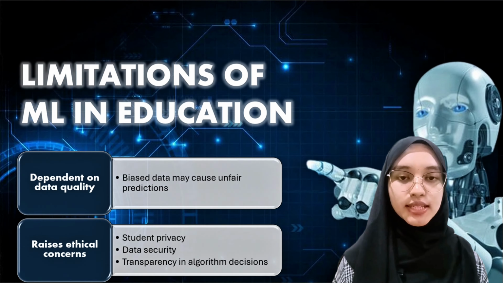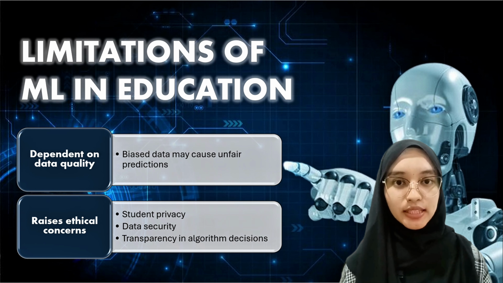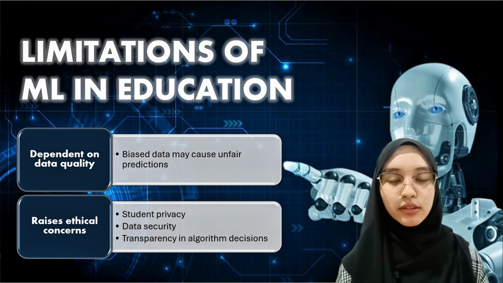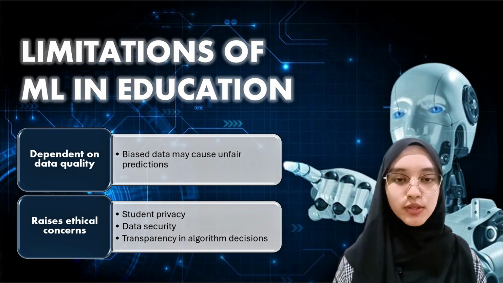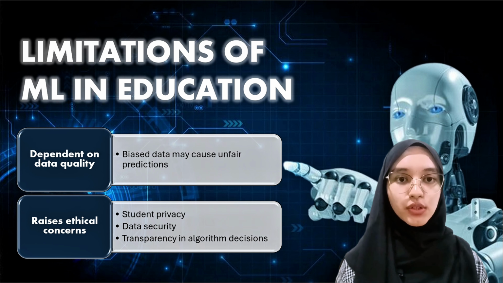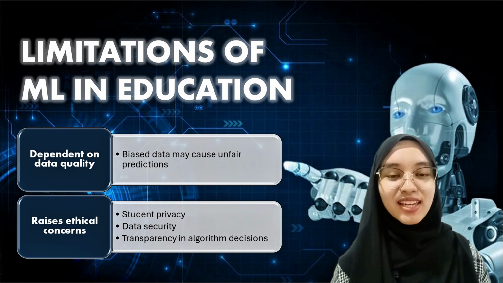However, there are limitations in machine learning. First, it is dependent on data quality. Biased data may cause unfair predictions. Second, it raises ethical concerns, such as student privacy, data security, and transparency in algorithm decisions.